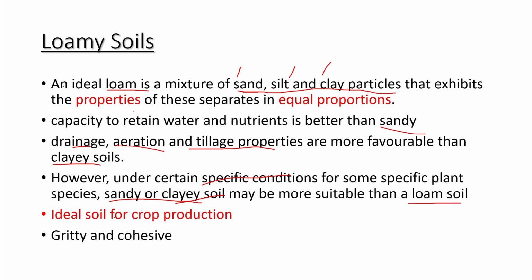Then another important point of ideal loamy soil is that it is the ideal soil for crop production. So, which is the ideal soil for crop production? It is loamy soil. Then it is gritty and cohesive.